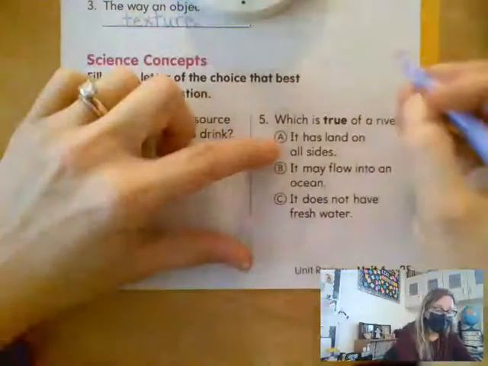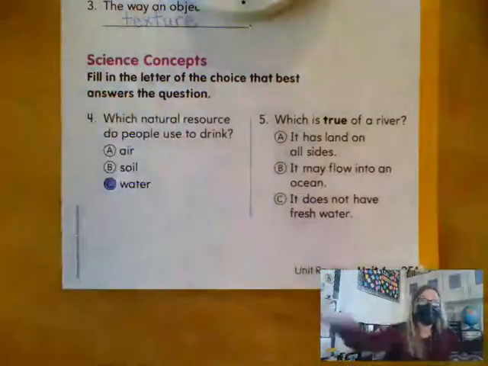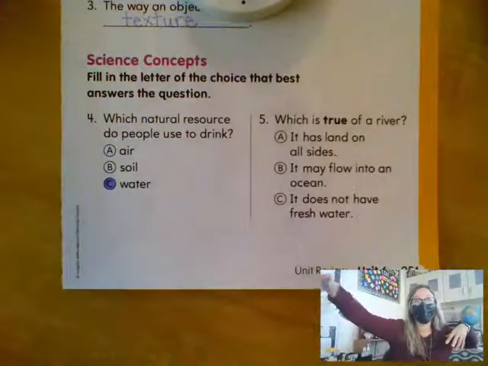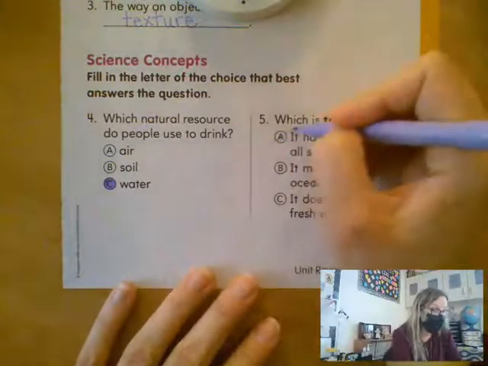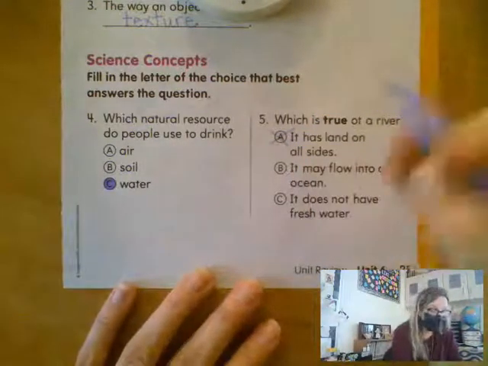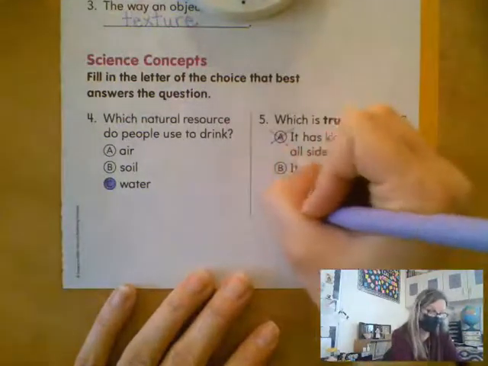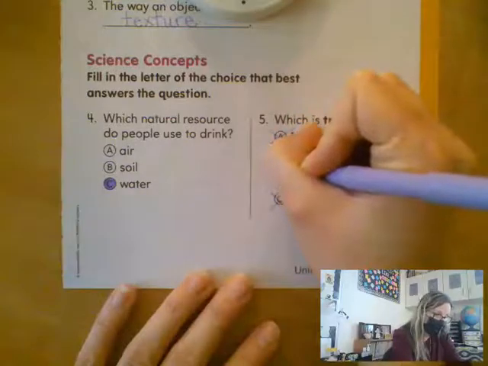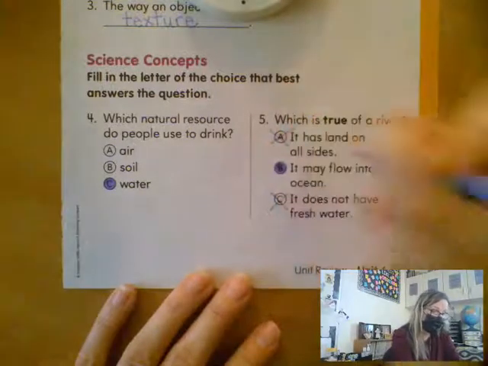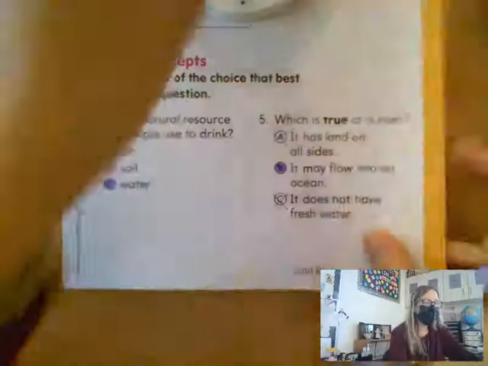A river doesn't have land on all sides of it. It has land on 2 sides of it, but the other ends are water, right? Because it starts with water and it ends with water. A lake or a pond has land all around. And it says it does not have fresh water, but it does have fresh water. So we got to go with B, the middle choice, that tells us that some rivers flow into an ocean. All right, go ahead and turn the page now.